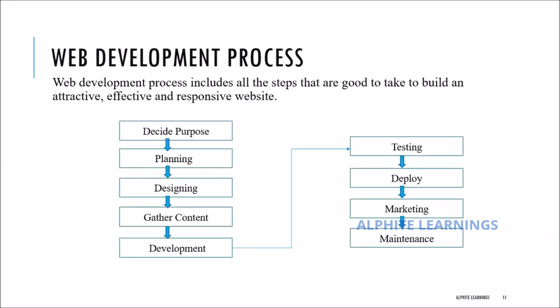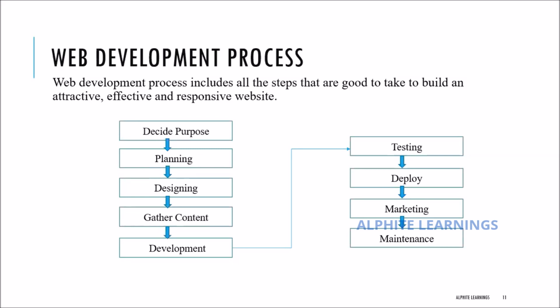What is the purpose? It may be personal use, or it may be for an organization, such as a school, a college, a corporate, or an industry. So for what purpose we are going to develop a website, we should decide. Then planning. Planning is how we are going to execute this decision. I have decided my purpose, and all the necessary actions or plans to be taken for my decision or purpose come under planning.